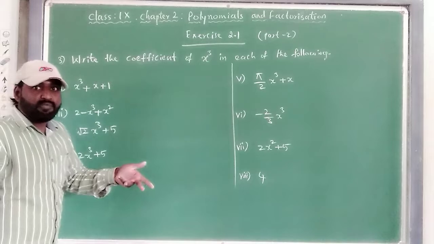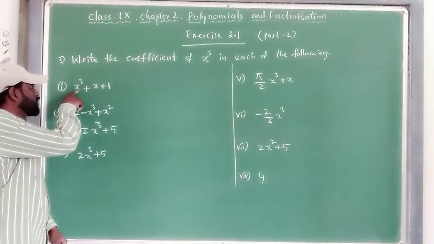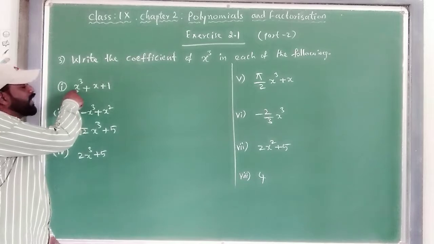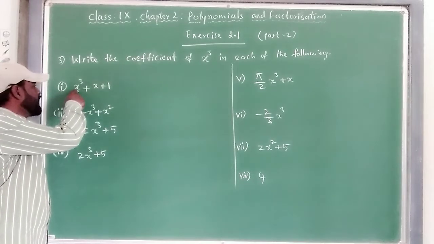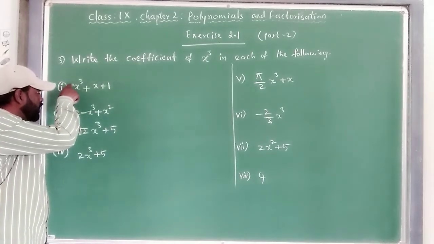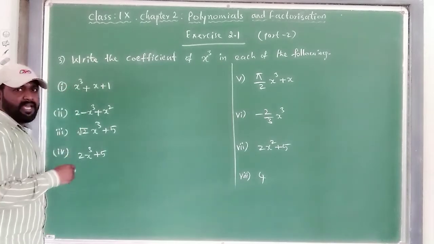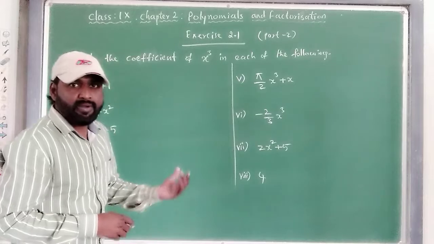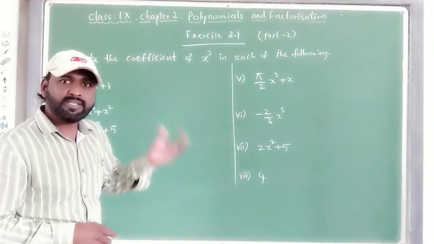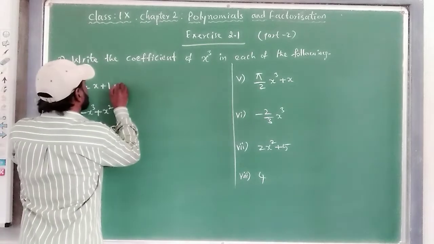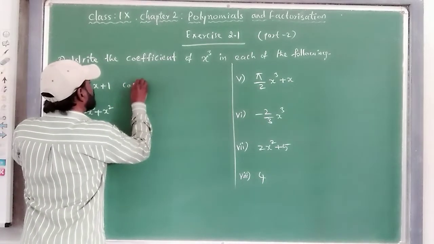Where is x cube? First identify x cube. Here is x cube. What is meant by coefficient? It is the integer which is in front of x cube. Here no integer is there. That means it is 1. 1 into x cube is x cube. So the coefficient of x cube here.